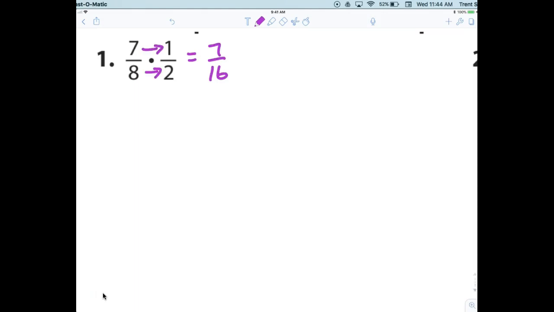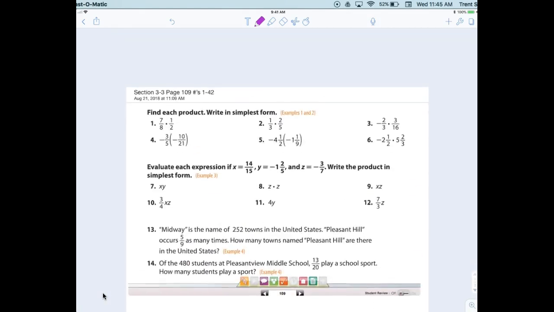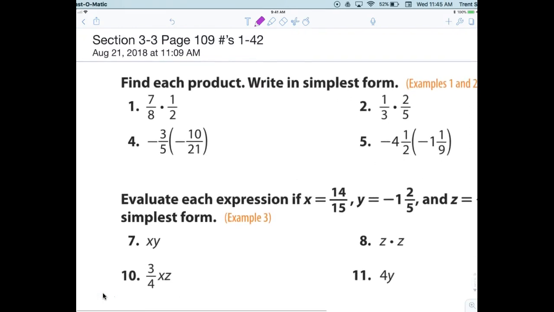What? Hurry. Page 109. Numbers 1 through 42. Section 3-3. Good, Carter? All right. Thank you very much.